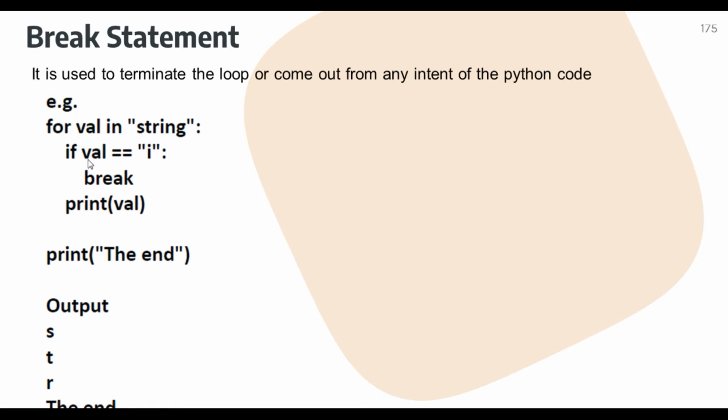We have provided here a condition: if val is equal to i, then we break, meaning after that nothing will print. Otherwise it will print val. You can consider it a part of an if else. If the condition is true then this statement will execute, otherwise that one will execute. At last, after the termination of the loop, it will print the end.